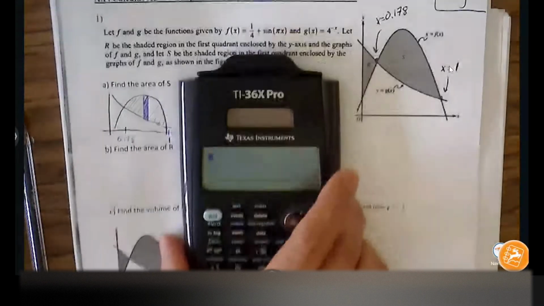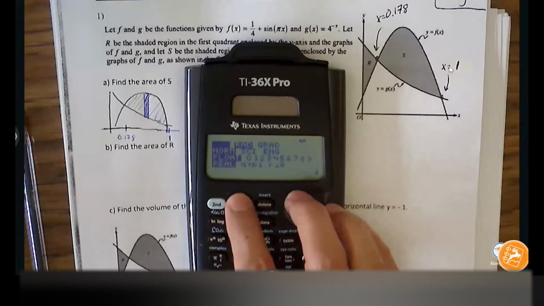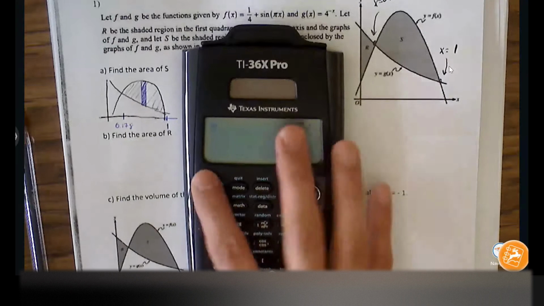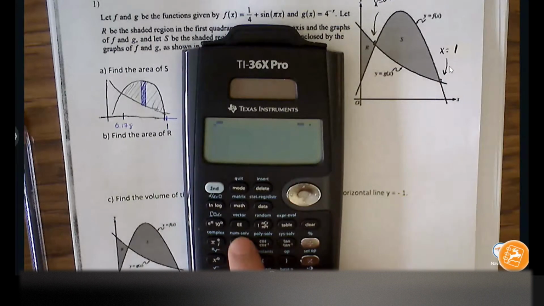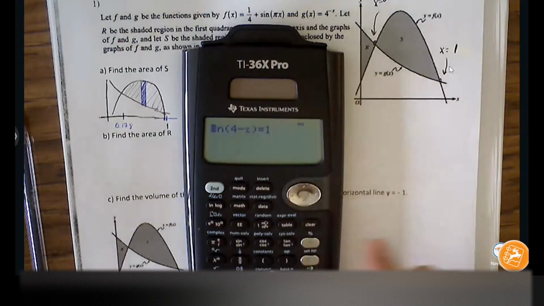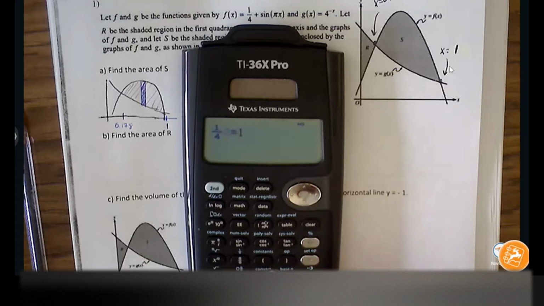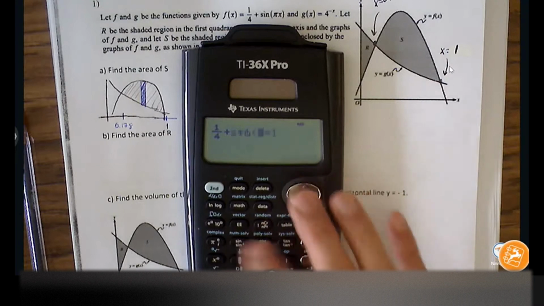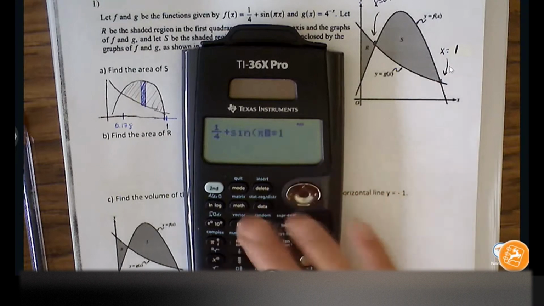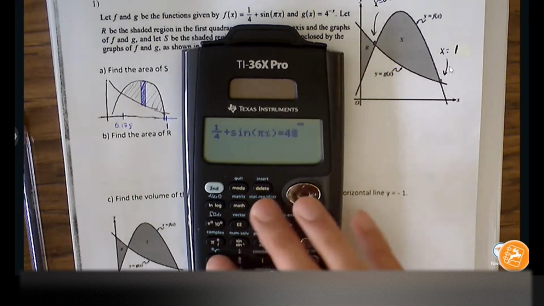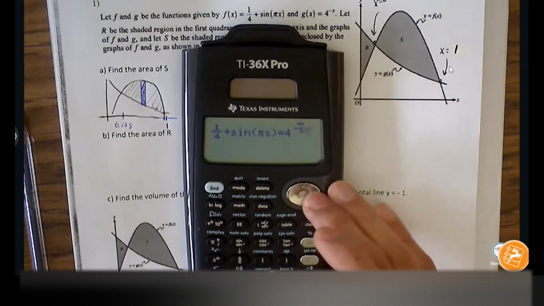All right. So Danny, you're asking about this as well. Make sure you are in radian mode. And we're going to go to second, num solve. So second sign will take the num solve. On the left side, I'll put the 1/4 plus sine pi x. And on the right side, I'll put 4 to the negative x. Hit enter.